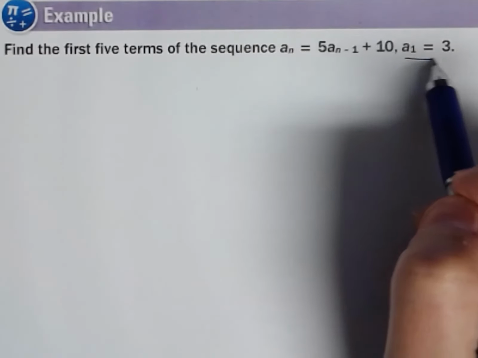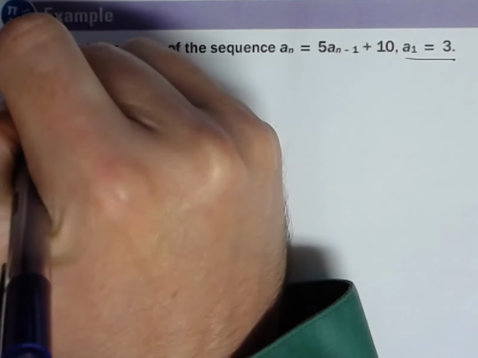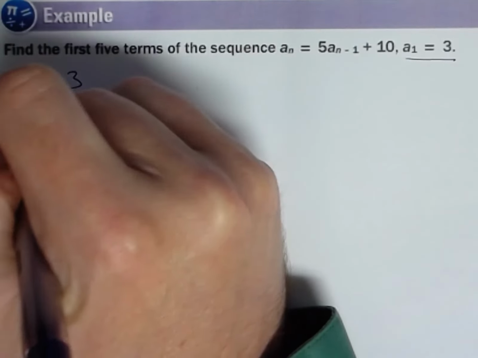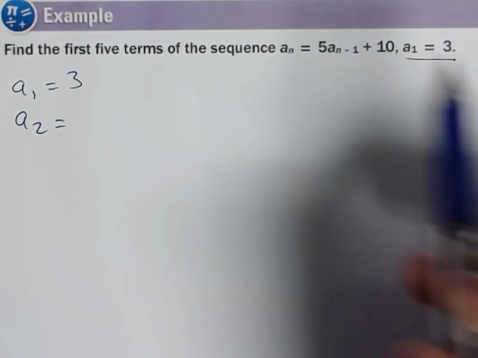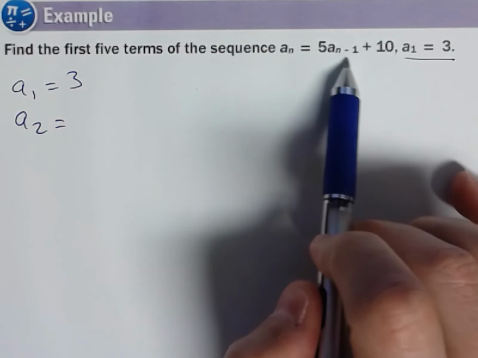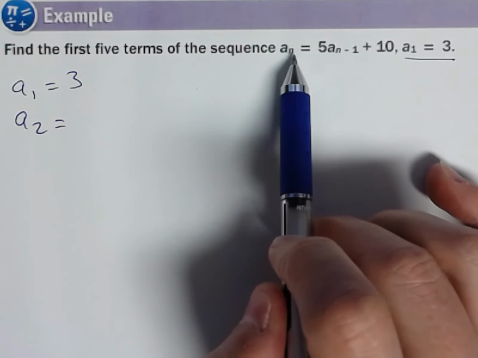So notice they give us some information. They have to, by the way. They give us a starting term, so we know the first term is 3. Well, what would the second term be? So they tell us 5 times a sub n minus 1 plus 10 gives us this term. So let's just break that down.